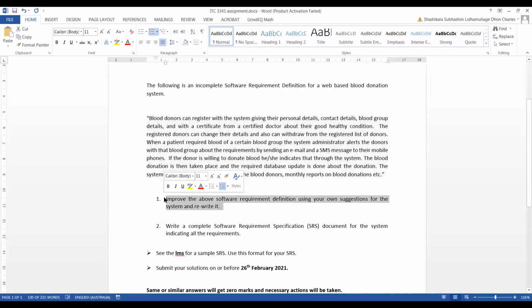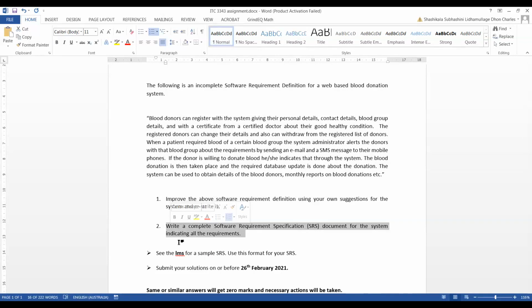This is based on the web-based blood donation system. So you can improve it by adding some requirements or modifying this and writing it again. Then you need to create the SRS. You know how to create an SRS. I taught you the SRS format last week. Today I will also give you some instructions on how to make the SRS. Then you can upload it to the LMS by the deadline.